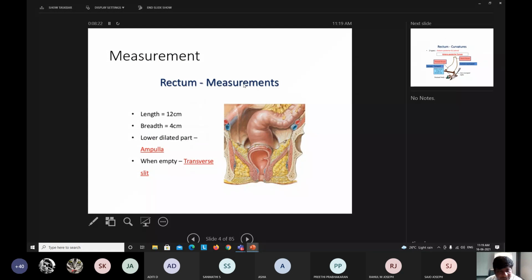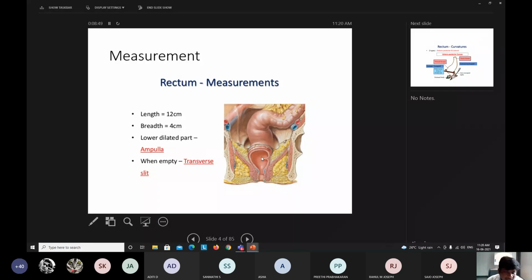So what are the measurements of the rectum? The length of the rectum, from the S3 level to the tip of the coccyx, is 12 centimeters. The breadth of the rectum is 4 centimeters.